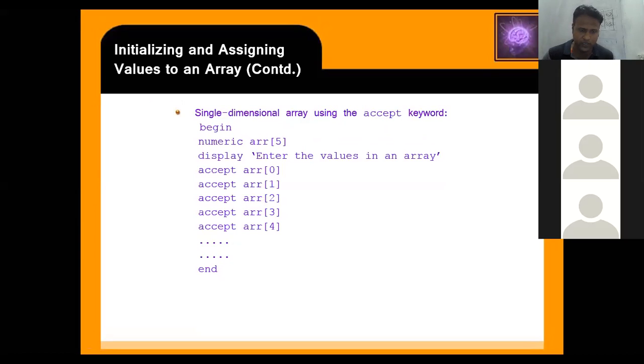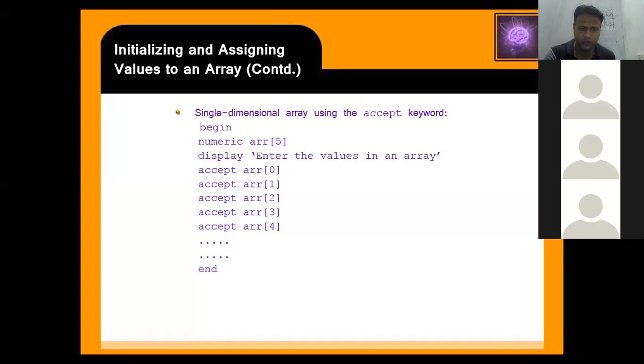Numeric score equals 20. It is a normal way of defining a variable. But if you want to store a value in an array, then you have to store it through the index number.